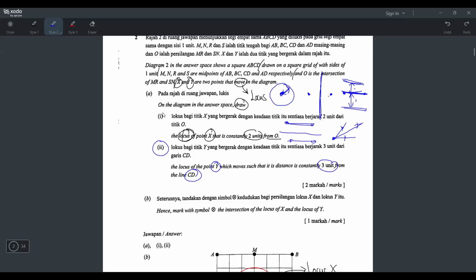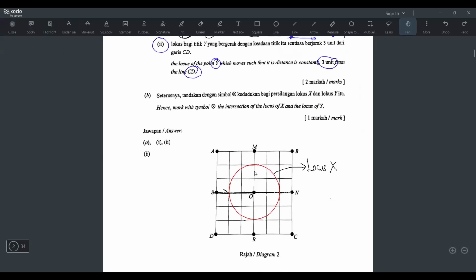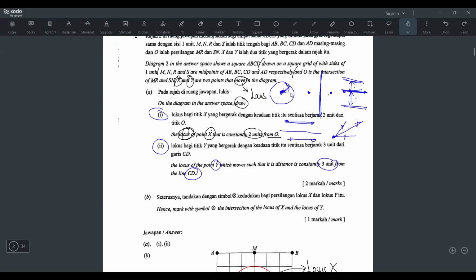Okay, let's look at number one now. Number one, they say constantly 2 units from O. So that's why I draw a circle, because they give you 1 point, from O. So you draw a circle, and the center will be O, the radius will be 2 units. So that one is the first type.